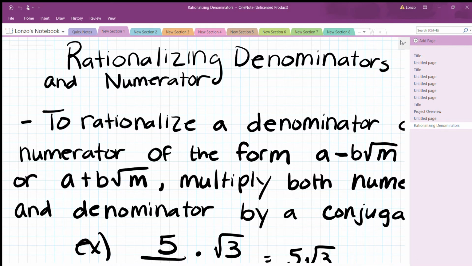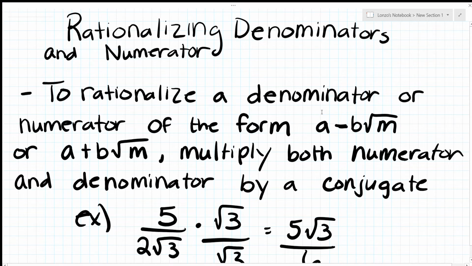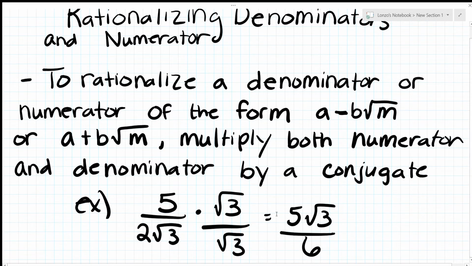So let's get started. To rationalize a denominator or a numerator of the form a minus b square root of m, or a plus b square root of m, multiply the numerator and denominator by the conjugate. So that's how you rationalize this in the a minus b form.